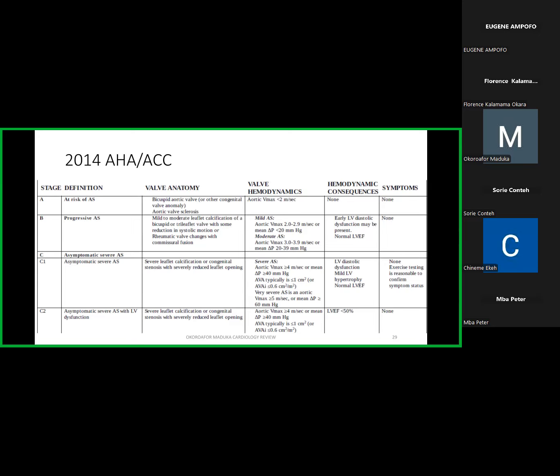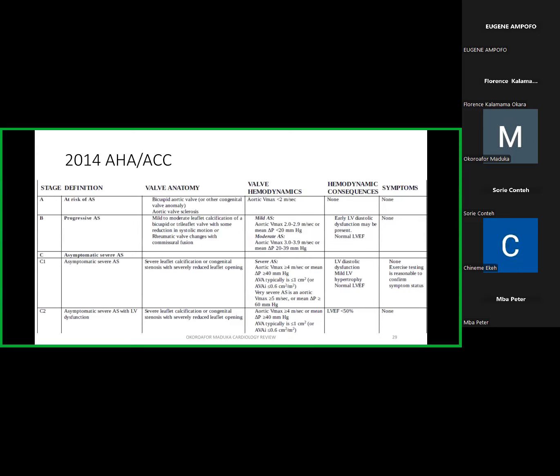Okay, so in addition to this, you find some mild to moderate changes in the valve, either rheumatic or degenerative, or even a congenital abnormality of the valve, that will also coexist with the valve hemodynamics I just mentioned. And usually the consequence we find in this progressive aortic stenosis is that you may find early left ventricular diastolic dysfunction in them. And of course, they will have no symptoms.